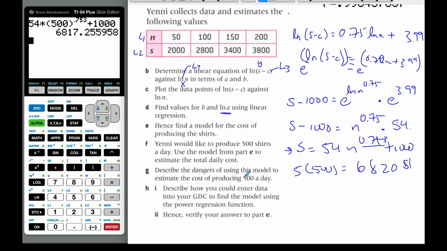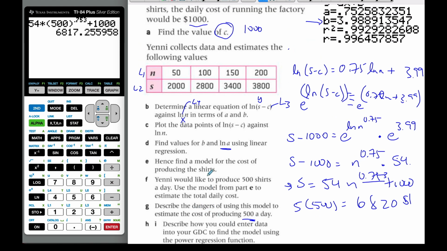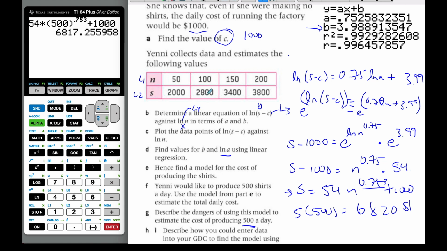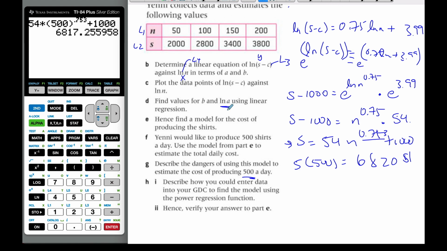Describe the dangers of using this model to estimate the cost of producing 500 a day. Well, the danger is that we are extrapolating. Do we know if this power regression will continue up to a certain point? If it will continue this pattern, it's hard to say.